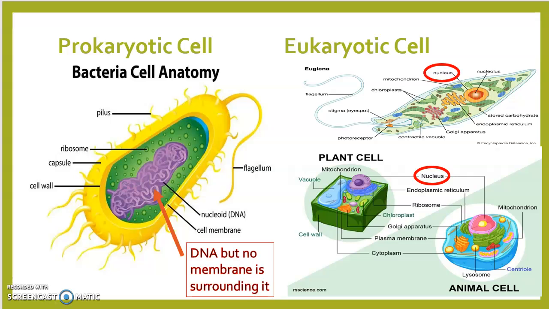If we look at the cells on the right side, with the euglena, the plant, and the animal cells, those will have a nucleus. Inside of the nucleus will be the DNA itself.